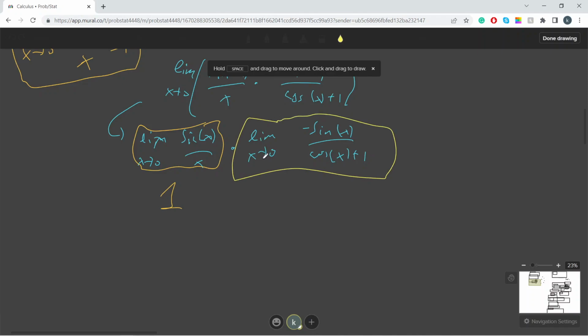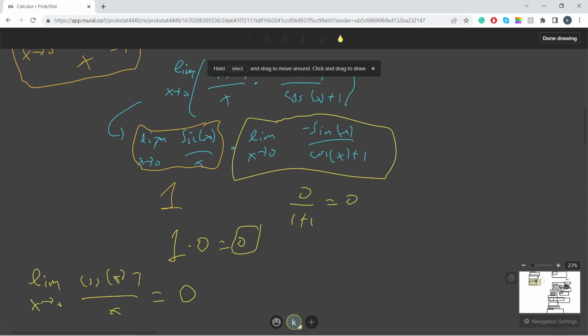If we plug x equals 0 into this expression, we know sine of 0 is 0 from the unit circle, and cosine of 0 is 1. So we're going to have 0 over 1 plus 1, which is equal to 0. So 1 multiplied by 0 equals 0. Hence, the limit as x approaches 0 of cosine of x minus 1 over x nicely evaluates to a big fat 0.